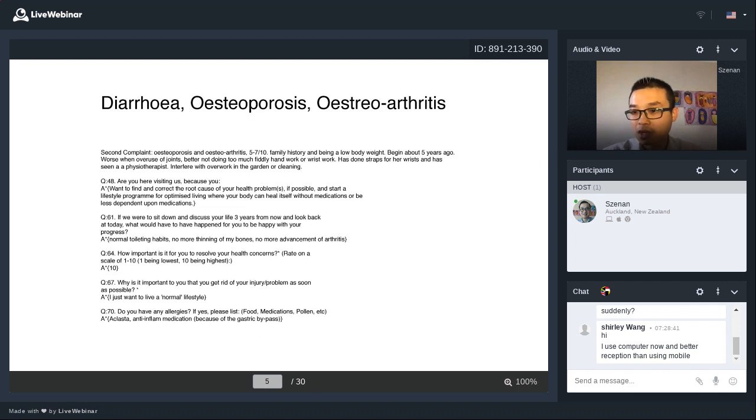Yeah, I use the computer now and the reception is better than using mobile.